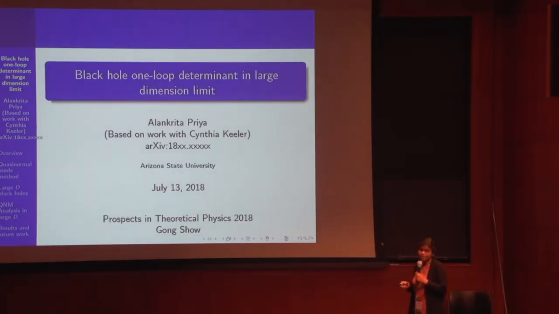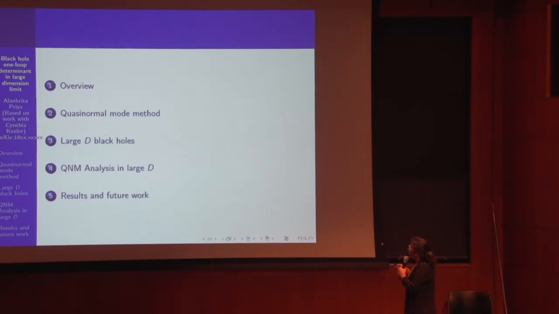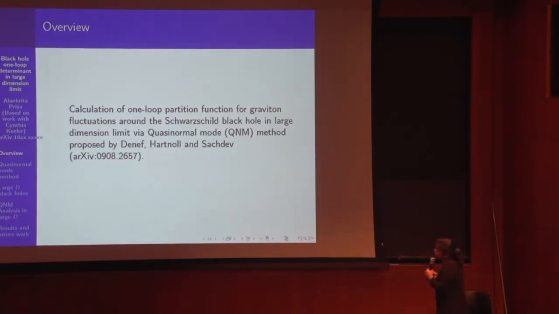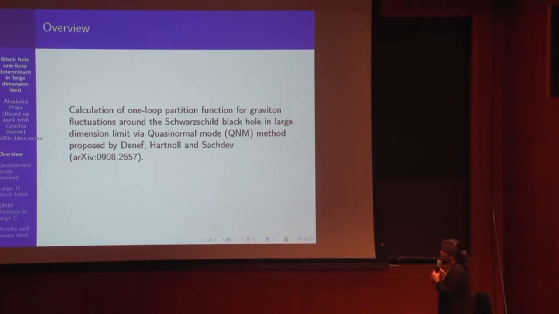Okay, so first of all, I would like to thank the organizers for giving me an opportunity to give a talk here. I'll be talking about black hole one loop determinant in large dimension limit, based on my ongoing work with Cynthia Keeler. The goal of the project is to compute the one loop partition function for gravitational perturbation around the Schwarzschild black hole in large dimension limit using the quasi-normal mode method proposed by Denef, Hartnoll, and Sachdev.